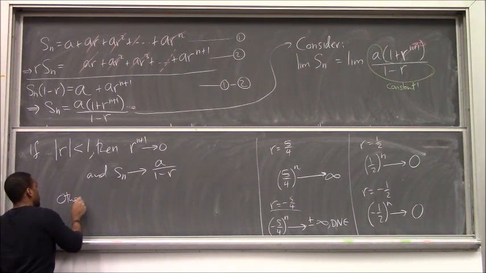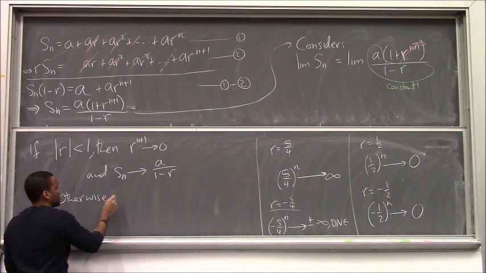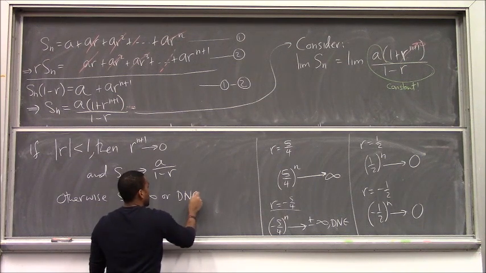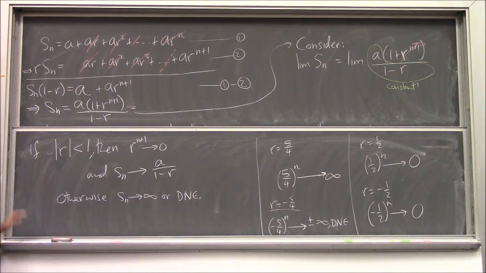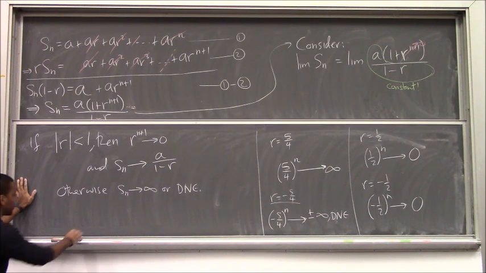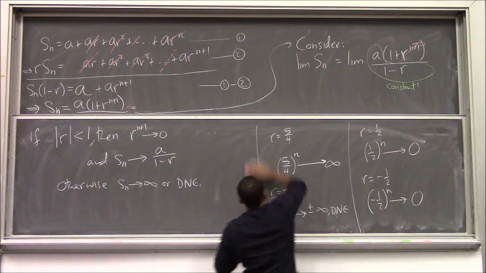Otherwise, Sn is going to approach infinity, or it's not going to exist. So that tells us about the geometric series and where it actually works. This leads us to the geometric series test.